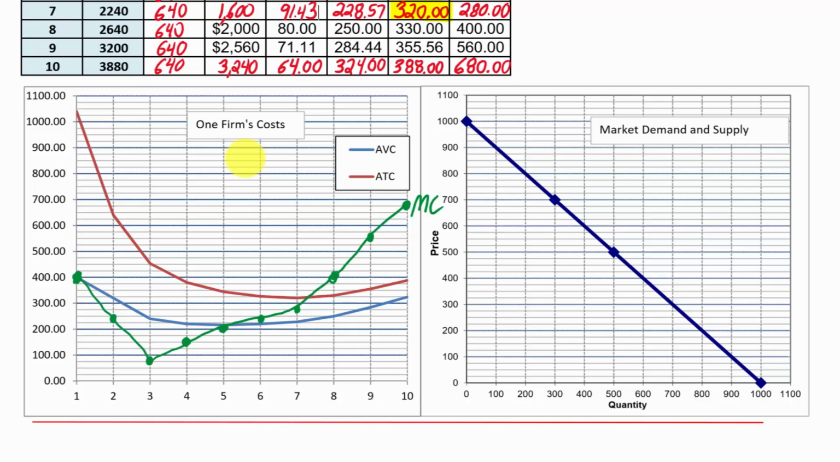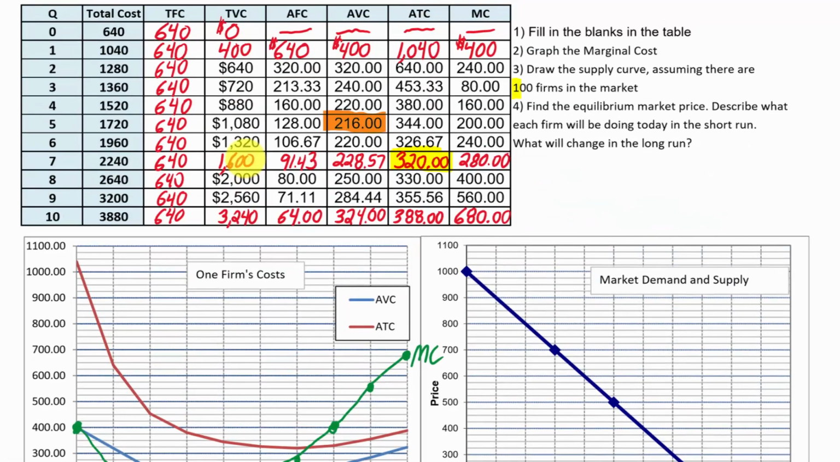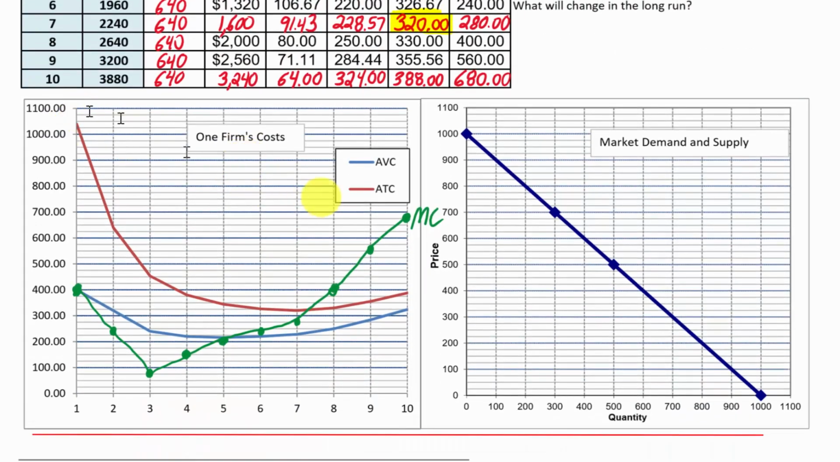So let's start, as I always do, by assuming that there are 100 small firms in this market, and let's draw the market supply curve. So I'm always going to assume we have a simple looking demand curve here. So that's what that blue line is. That's our demand. And our job is to draw what the market supply curve looks like.